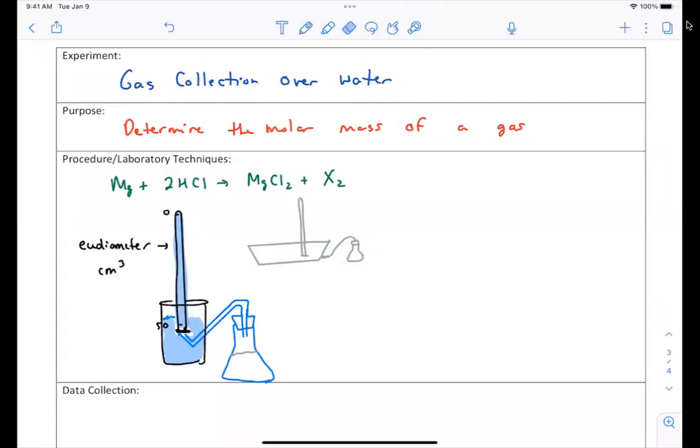Okay. How are our flasks looking, Sol? Okay, cool.